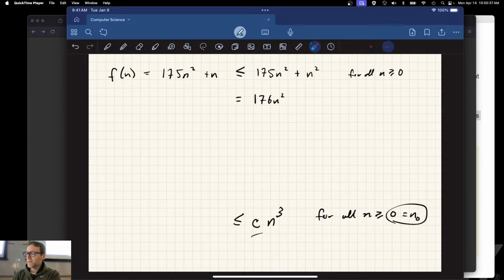Does it look like this yet? It kind of looks like that. I've got a c out front. I've got one single term, but it is not cubed. It is squared. Right? Well, make it bigger again.